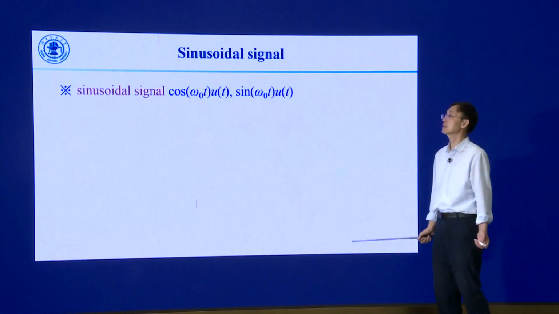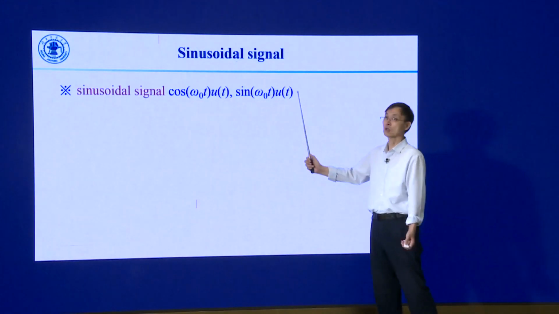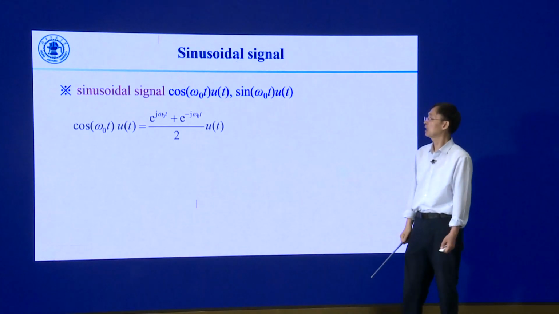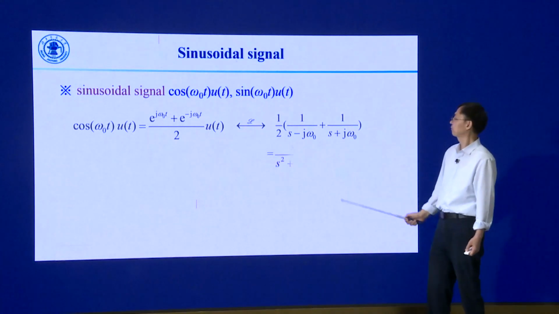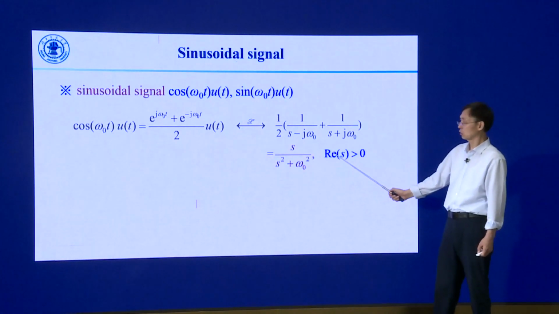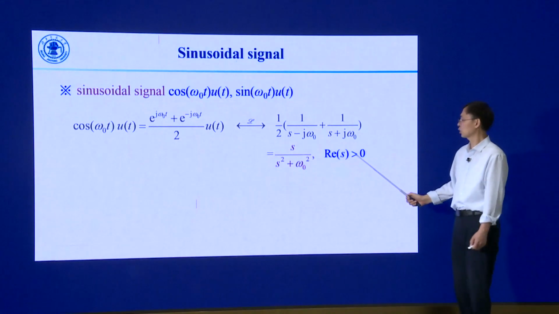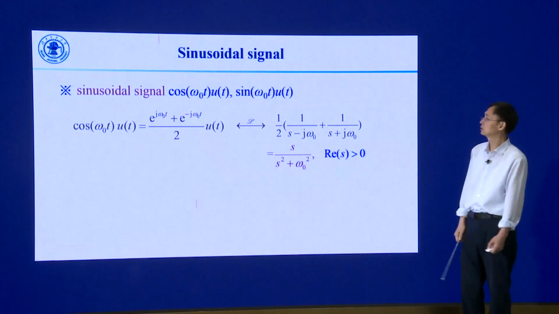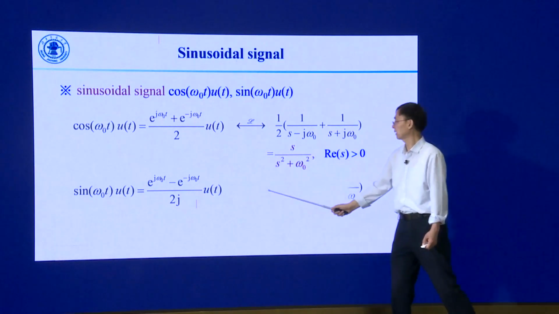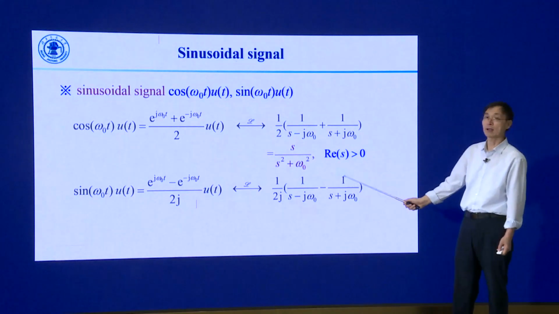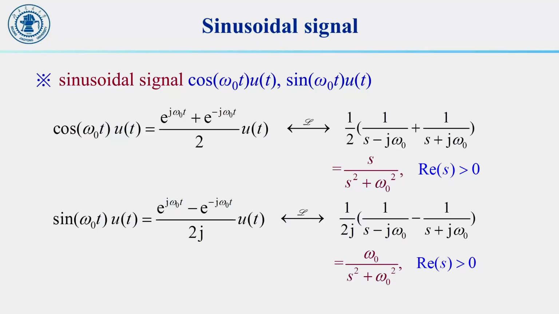If the signal is a cosine signal, similarly, we can get this unilateral Laplace transform. This region of convergence is the real part of s greater than 0. For the sine signal, we can get this unilateral Laplace transform, and its region of convergence is also greater than 0.